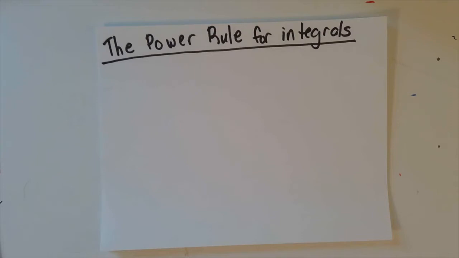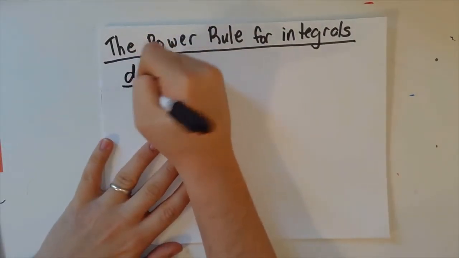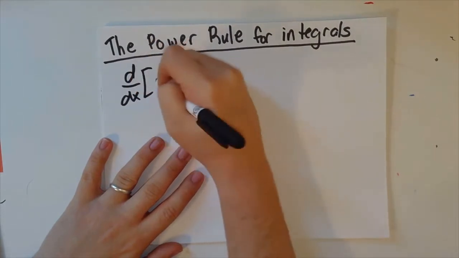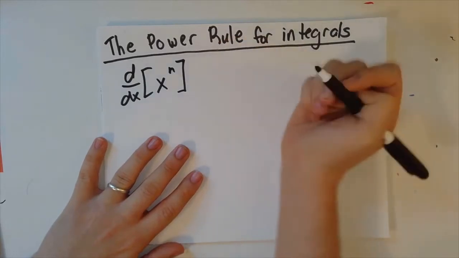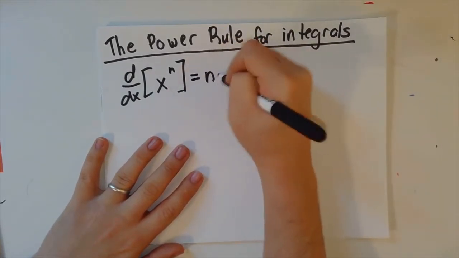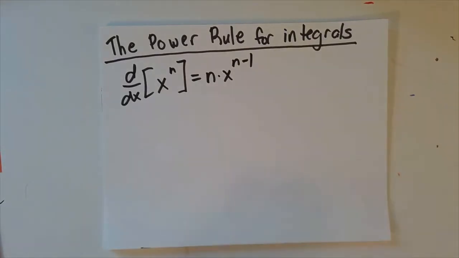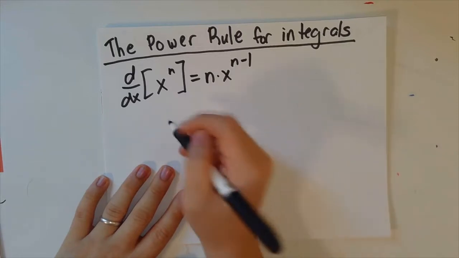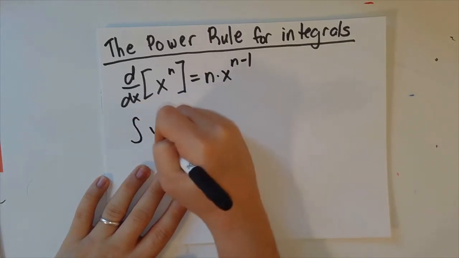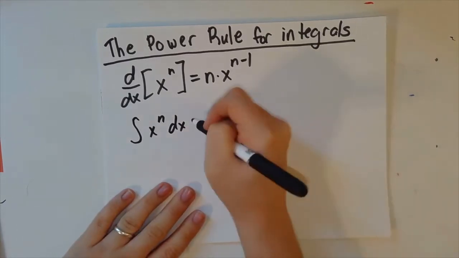Okay, so remember, before we do the power rule for integrals, remember the power rule for derivatives was just saying, hey, what happens if you take the derivative of x to the n? Well, if you take the derivative of x to the n, then you get n times x to the n minus 1. Okay, so that's the thing we're giving the analogous version of. And so I want to say, hey, what happens if you take the integral of x to the n?